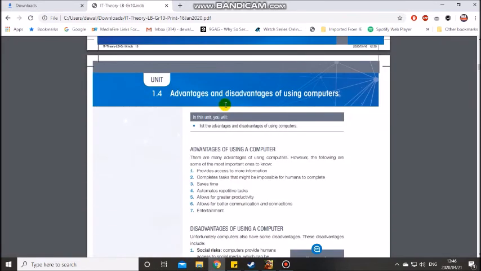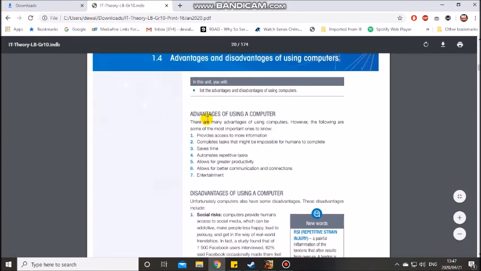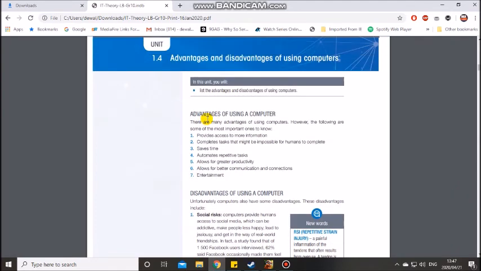And then this is part of the activity. And then lastly, advantages and disadvantages of computers. So advantages of computers is it provides access to a lot of information, complete tasks that might be impossible for humans to complete. It saves time. It's great at repeating repetitive tasks. It allows for greater productivity, allows for excellent entertainment and communication and connections.